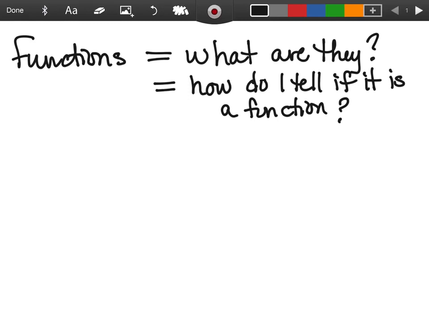Okay guys, one of the things we're going to talk about this week is functions and slopes. So I wanted to do a quick tutorial for you on functions. Functions, what are they? What do I do with them? Etc. So is there any tricks to tell them apart? And the answer is of course yes.